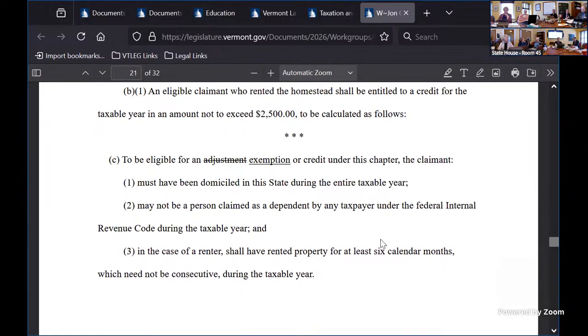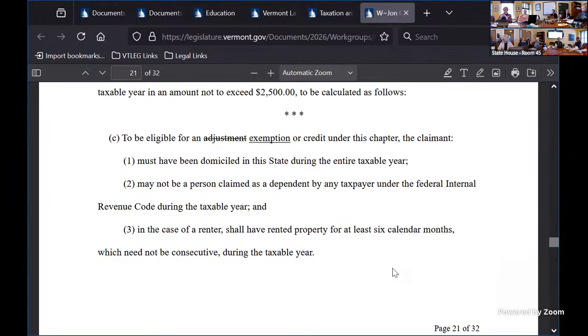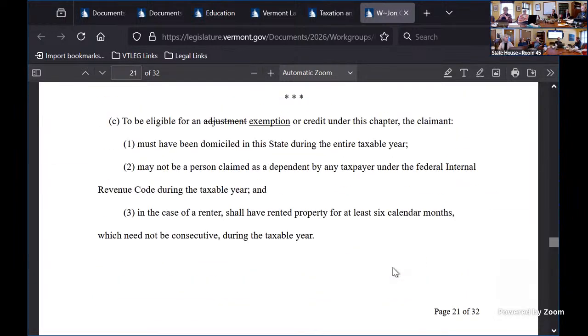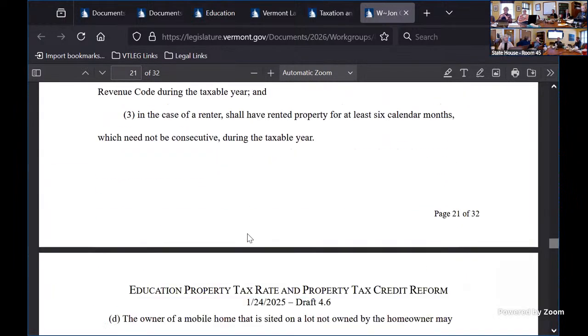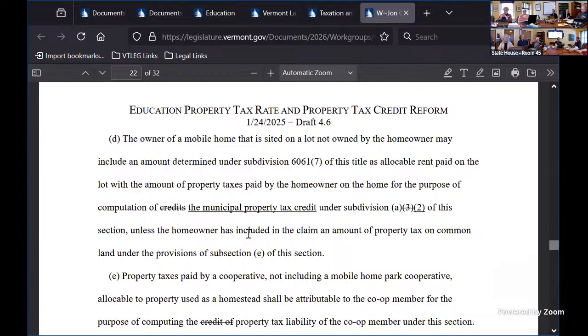What I did want to call out, this is how existing law works, but just so you are clear, to be eligible, the claimant must have been domiciled in the state during the entire taxable year. That's consistent with existing law, but you have to have been around for the whole preceding year, the year preceding the claim filed. There are some other conditions, but I don't think they're as important to draw attention to, particularly given the 3 minutes we have left. So let me see.